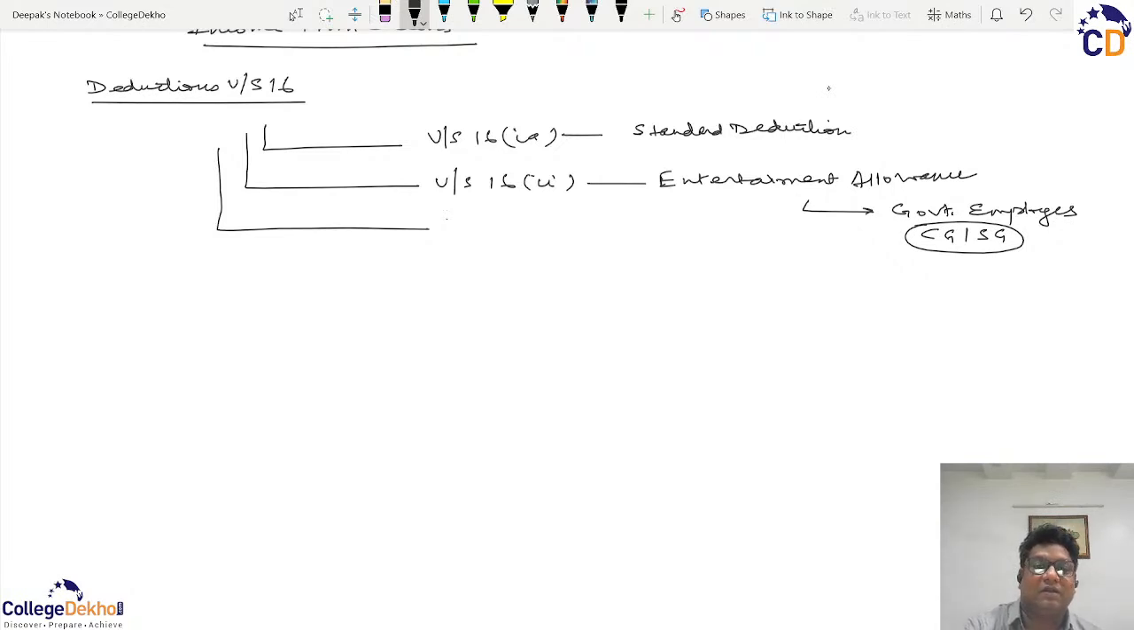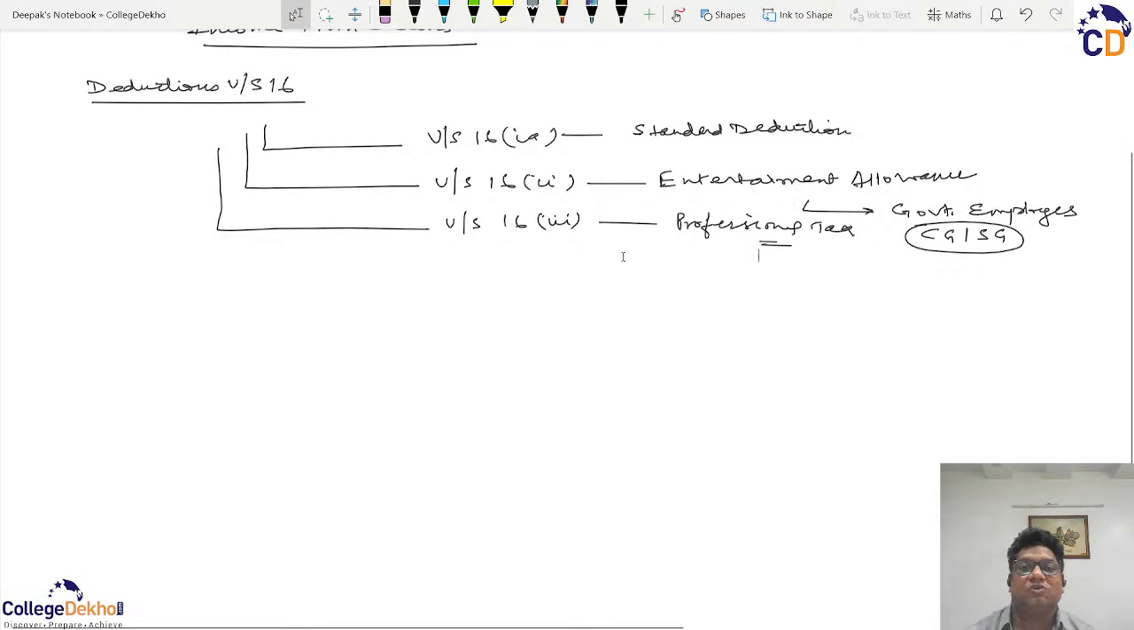Now, after that, we have the third deduction, known as the deduction under section 16(3), and that is for the payment of professional tax. What that is and how it is made will be discussed when we discuss the specific sections. So, before I move on, just note that these three are the exclusive deductions. It means that from the gross salary, whichever of the three are eligible will be deducted, and in addition to those three, no other deduction is available.